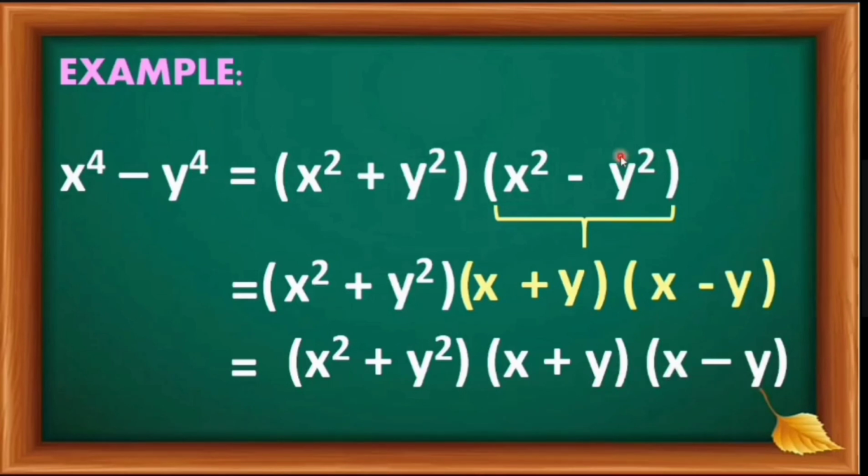Kung mapapansin natin, yung second factor natin dito ay finactor out ulit natin. Bakit? Kasi yung form niya is still difference of two squares.